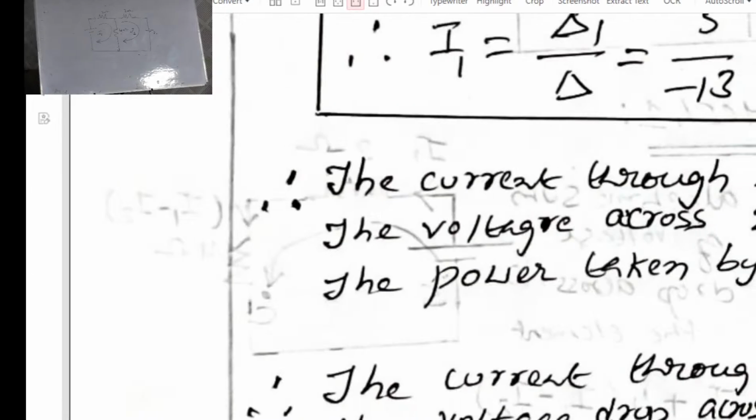Mesh method heading. Draw the diagram once again. Mention both are clockwise, I1, I2. Everyone must mention it.